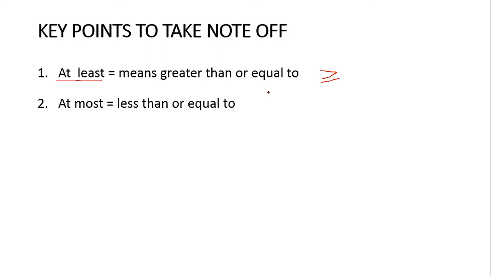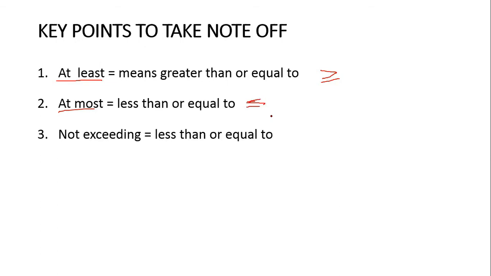Then you also have words like "at most", which means less than or equal to. This one is likened to the left hand, so less than or equal to. Other words such as "not exceeding" also mean less than or equal to. "Not more than" also means less than or equal to.